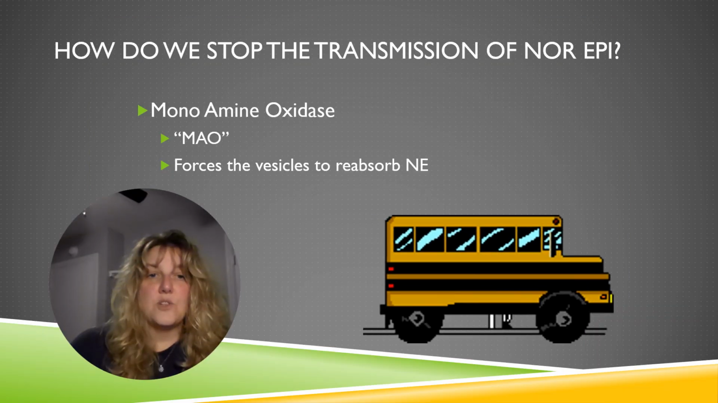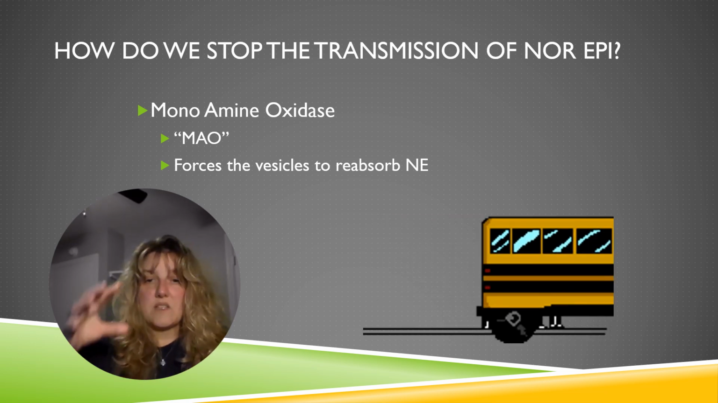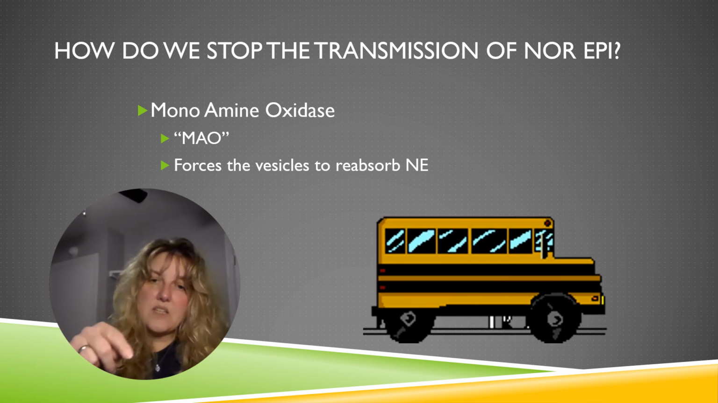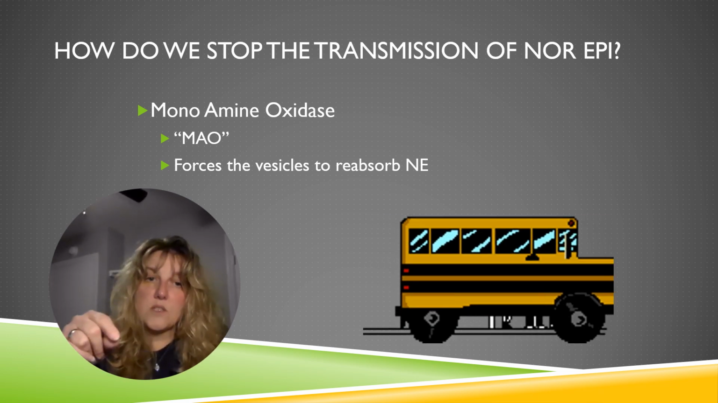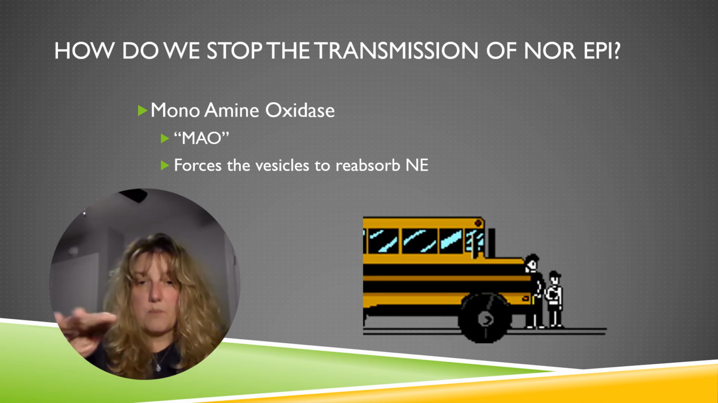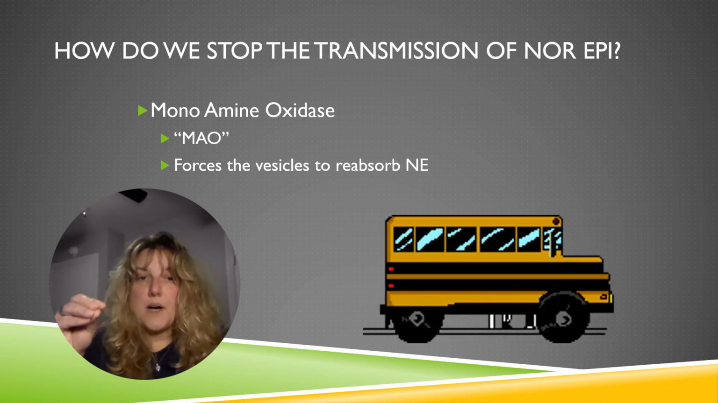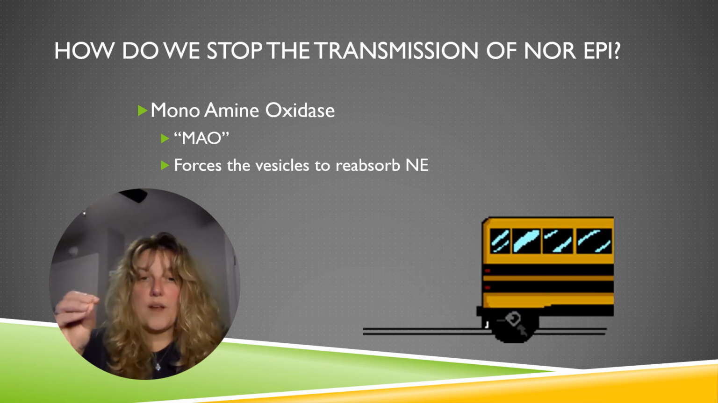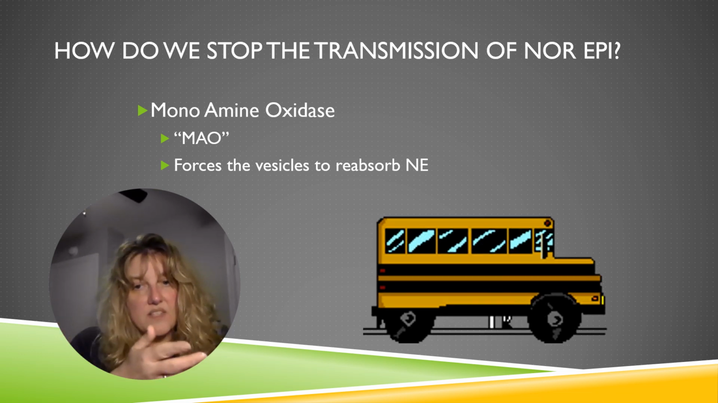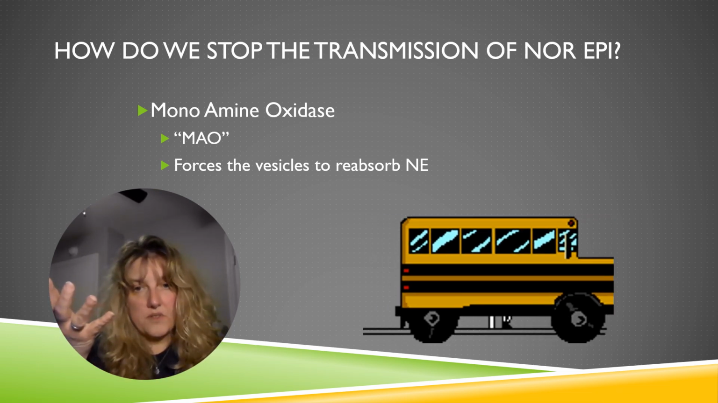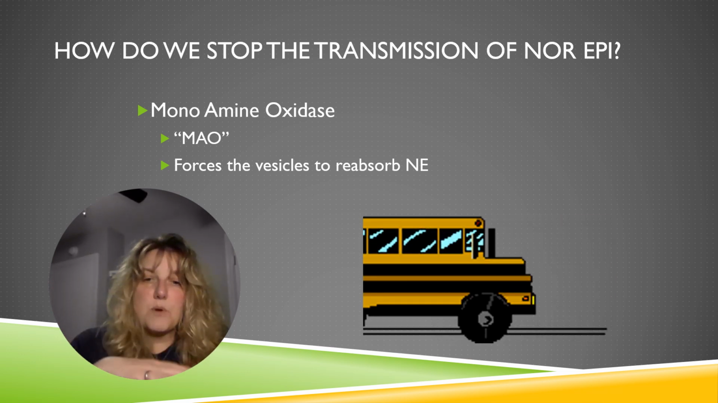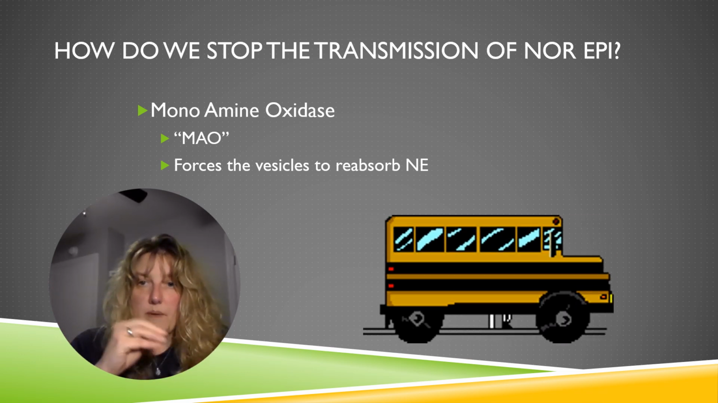But how do we stop that transmission? Because as long as those vesicles are open, they're just going to keep sending the norepinephrine across the cleft. So you have to have something in the body that says, okay, it's time for it to stop. We can stop now. And that is called monoamine oxidase, or MAO. And MAO will come into the cleft and it will say, okay, this is enough. And it's going to force the vesicles to reabsorb the norepinephrine. Okay, so that is the purpose of monoamine oxidase, or MAO.